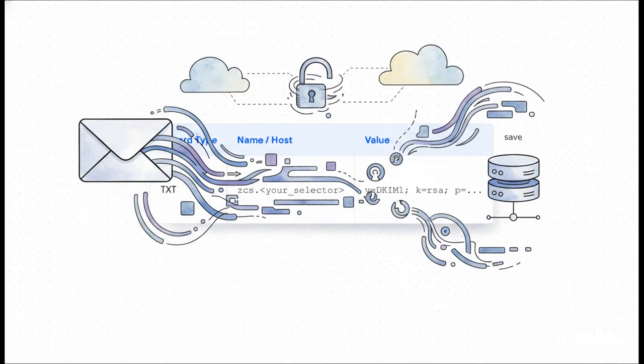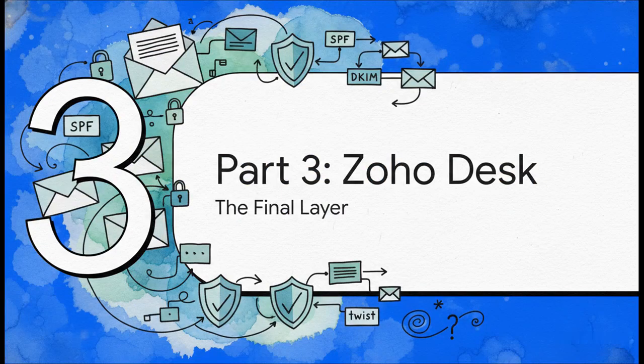And then, step two is a piece of cake. Just like we did for CRM, we're just going to add a new DKIM record. Zoho Campaigns will give you a new host and a new value. You just create a new TXT record, pop in the details, and hit save. Easy peasy. All right, time for the final layer, authenticating Zoho Desk.